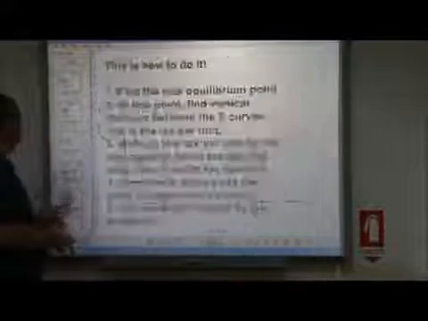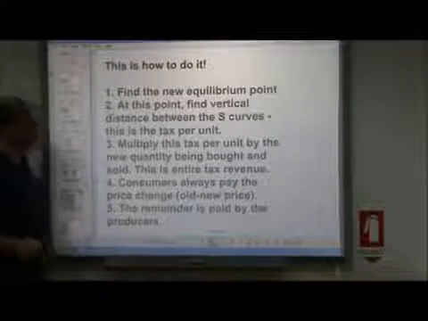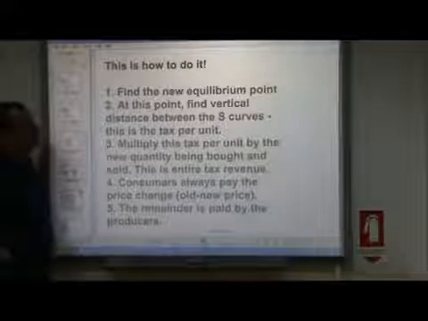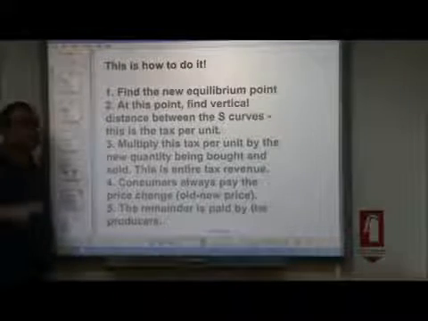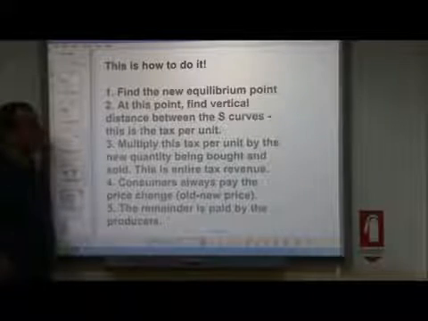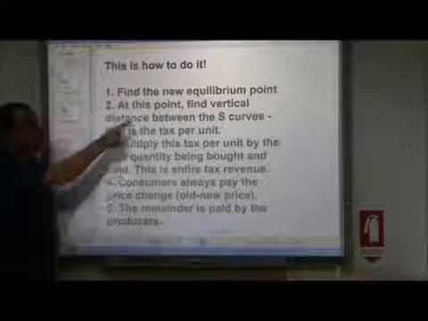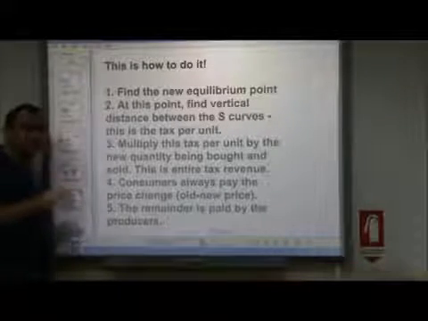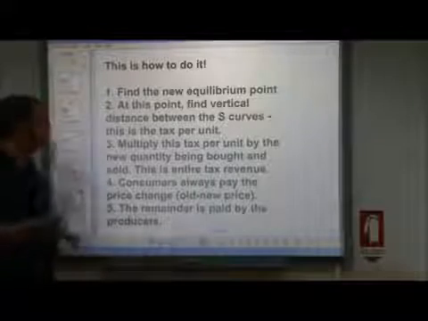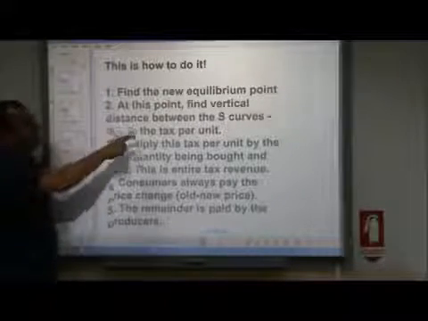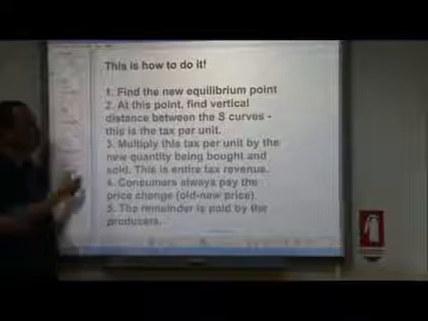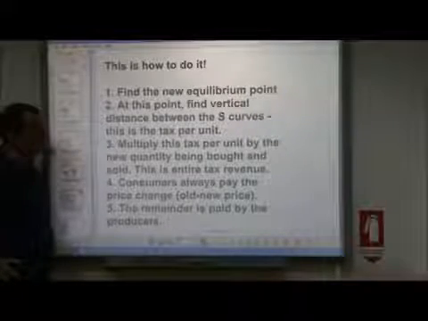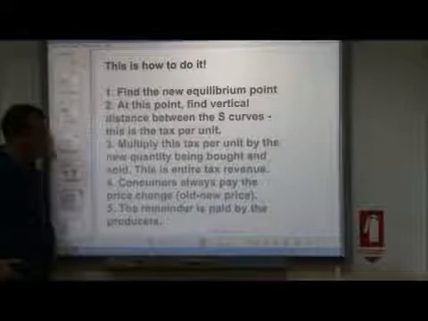Just to be sure that you know how to do that, look at this. This is how you go through it on a diagram. First, find the new equilibrium point once you've imposed the tax. Secondly, at this new equilibrium point, find the vertical distance between the supply curves. That is the tax per unit. Maybe that's what you have to find in a question. It's the vertical distance between the supply curves at the new equilibrium point. Thirdly, multiply this tax per unit by the new quantity being bought and sold. This is the entire tax revenue for the government.